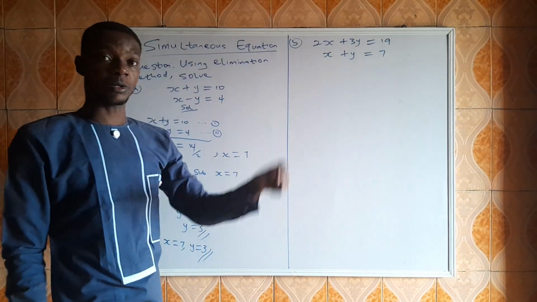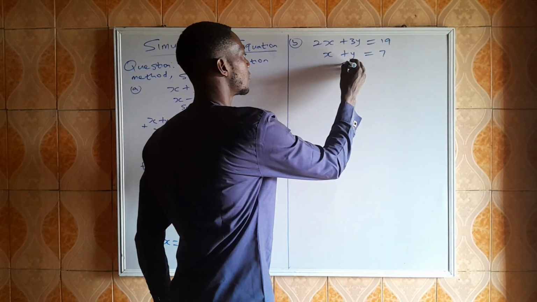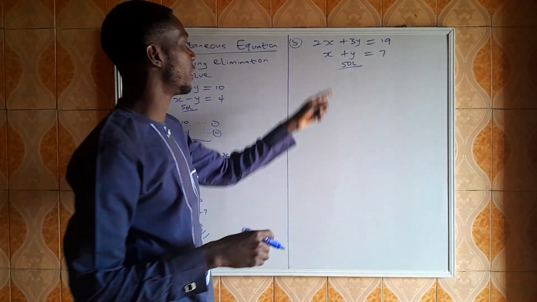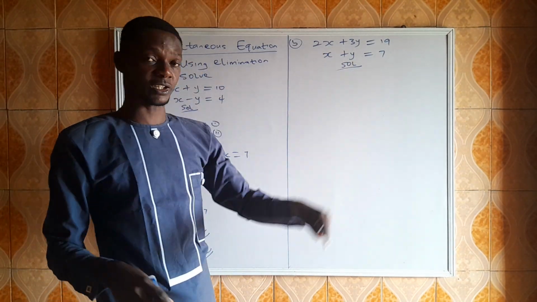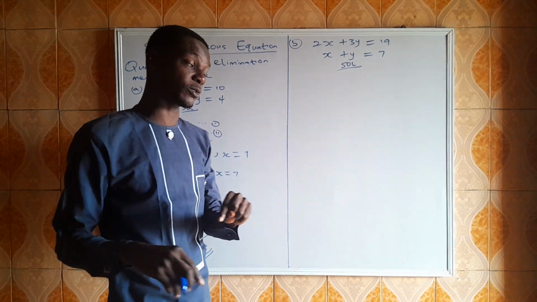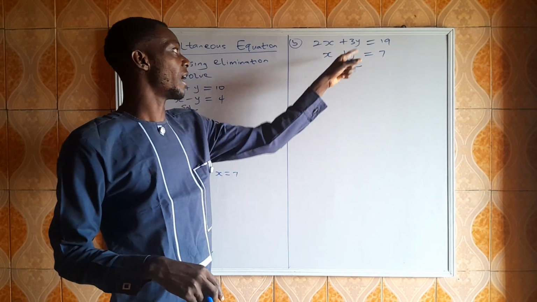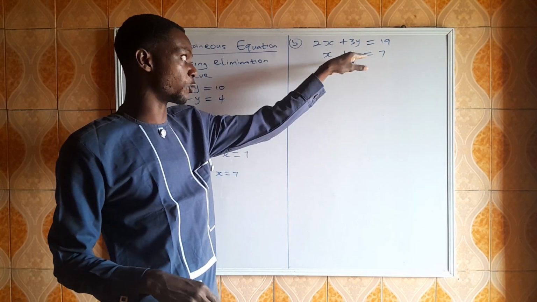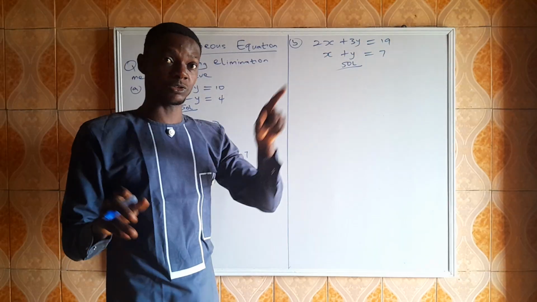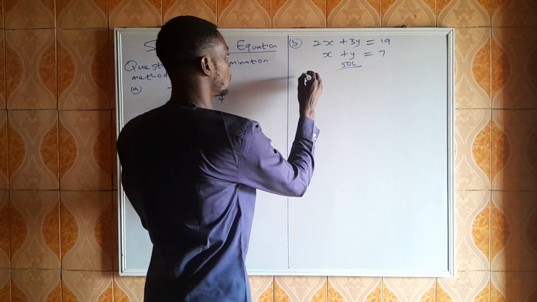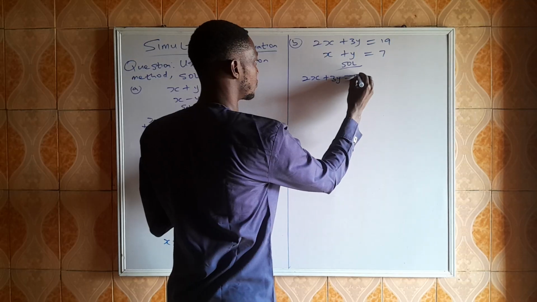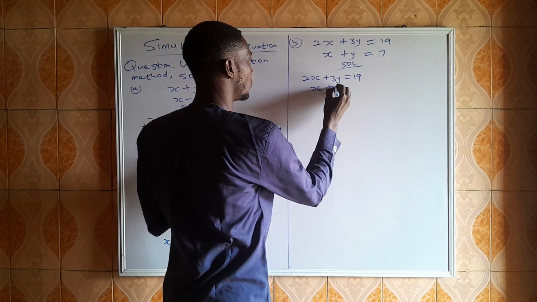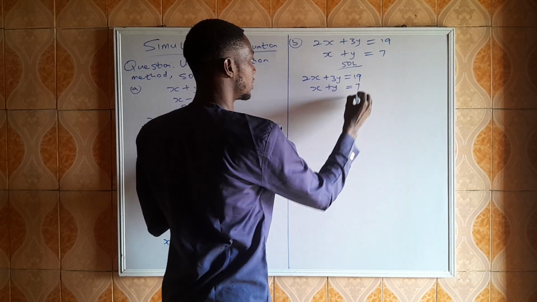So those are the two numbers that satisfy these two expressions. And the same thing for this other part. If you have 2x plus 3y equals 19 and x plus y equals 7, we want to solve using the elimination method. That means you need to either take away the y from the two equations, or take away the x from the two equations. So you have 2x plus 3y equals 19 and x plus y equals 7.